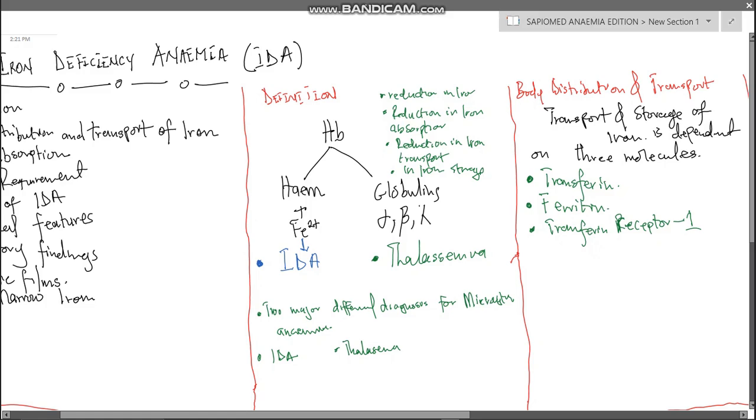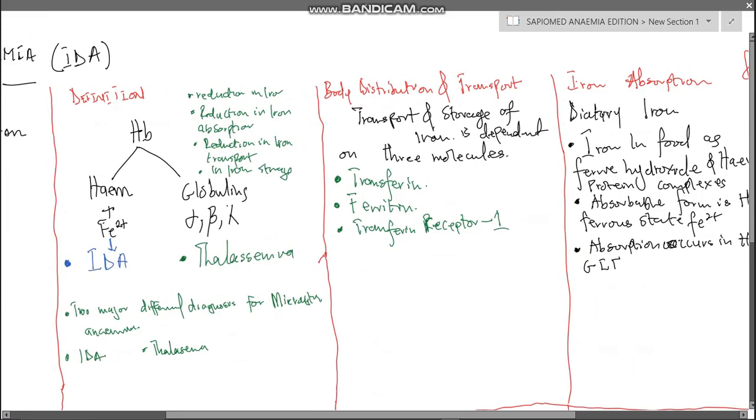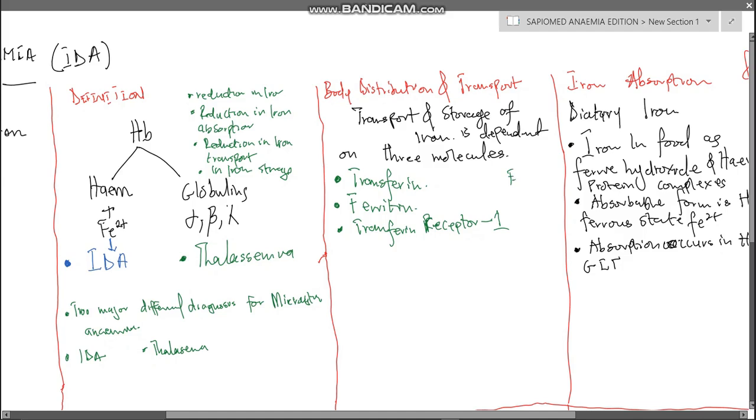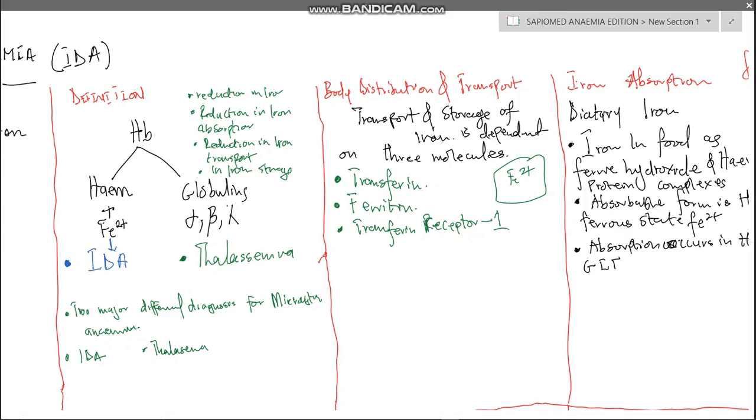Alright, so let's go to the distribution and transport of iron. So first of all, iron has to be distributed in the body. So after absorption, assuming the body has finally absorbed the required iron, that is the ferrous state, Fe2+. Now, the iron has to be what? Transported and then stored and also received. So when we talk about transport, storage, and then reception of iron, these are the three molecules that we encounter: transferrin, ferritin, and then transferrin receptor 1.